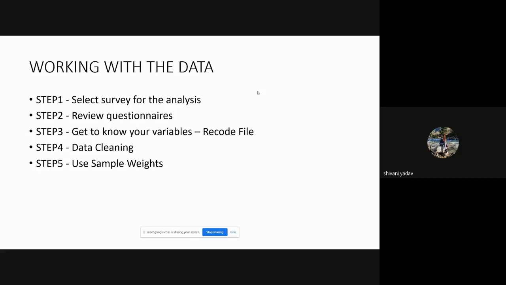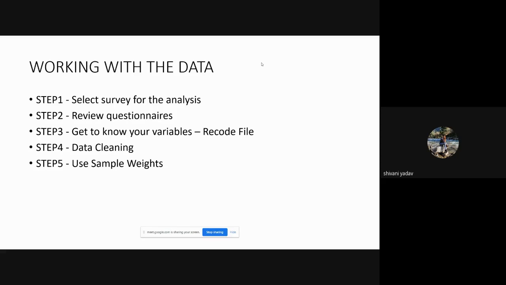And hence, once you have your hypothesis, you have done your literature review, and you know your question, all you need to do is find which survey or which data file you need to use for your question. So step one covers that. You need to have your literature review and your hypothesis ready, and once you know which target group you're focusing on, you can select the survey and the data set.